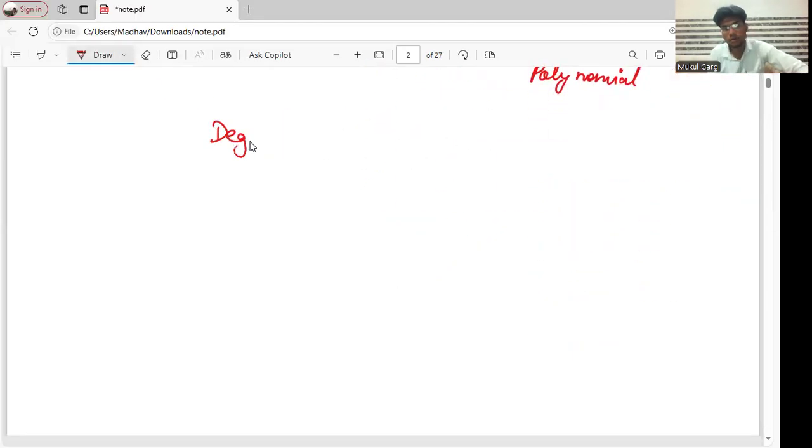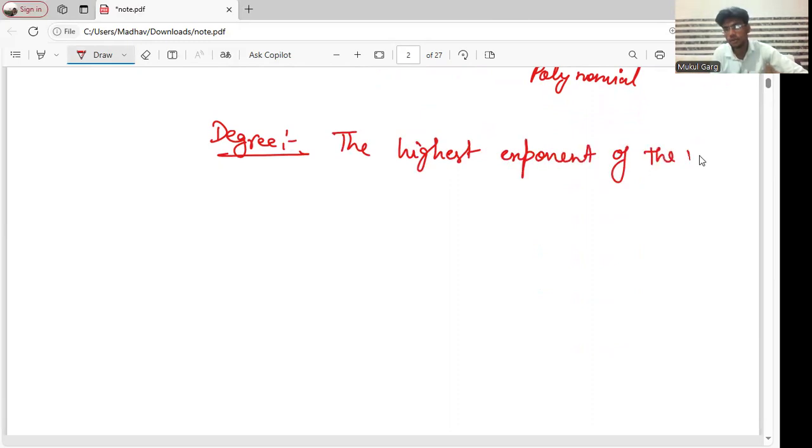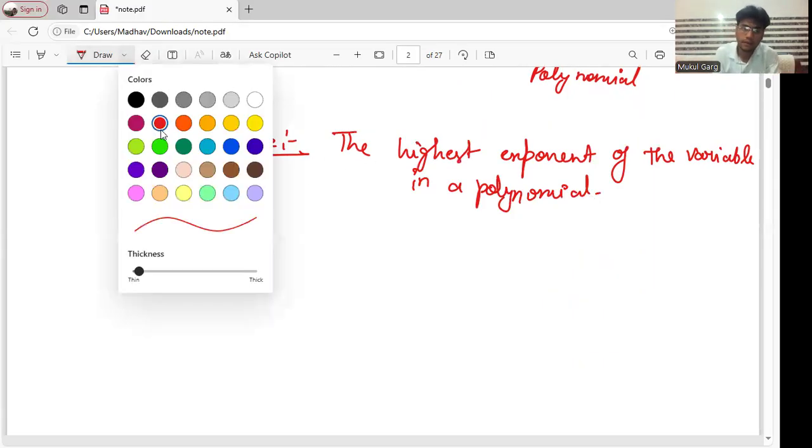Okay, let's talk about degree. Degree is nothing but the highest exponent of the variable in a polynomial. The highest exponent of the variable in a polynomial is called its degree. यानी किसी भी polynomial में वेरिएबल की जो सबसे ज्यादा पावर है वही इस पॉलिनोमियल की डिग्री होती है. Degree is very important. Degree is really important when it comes to number of zeros. I'll be telling you everything about it.